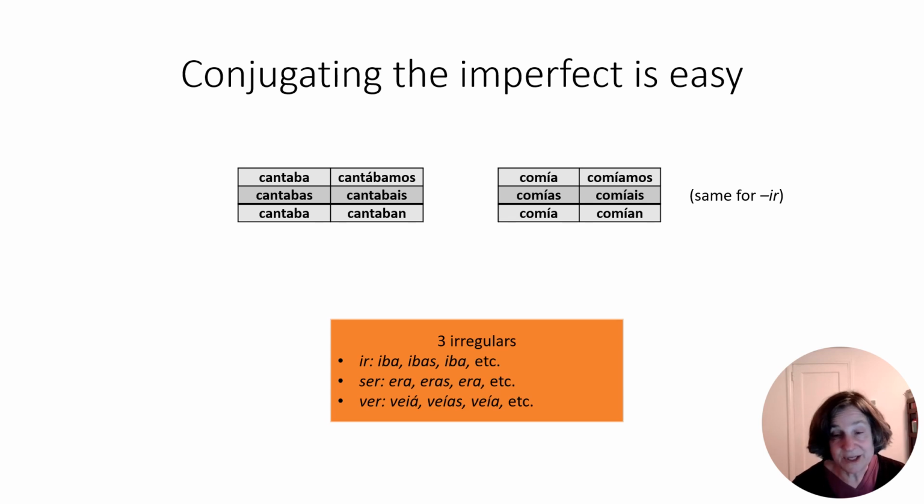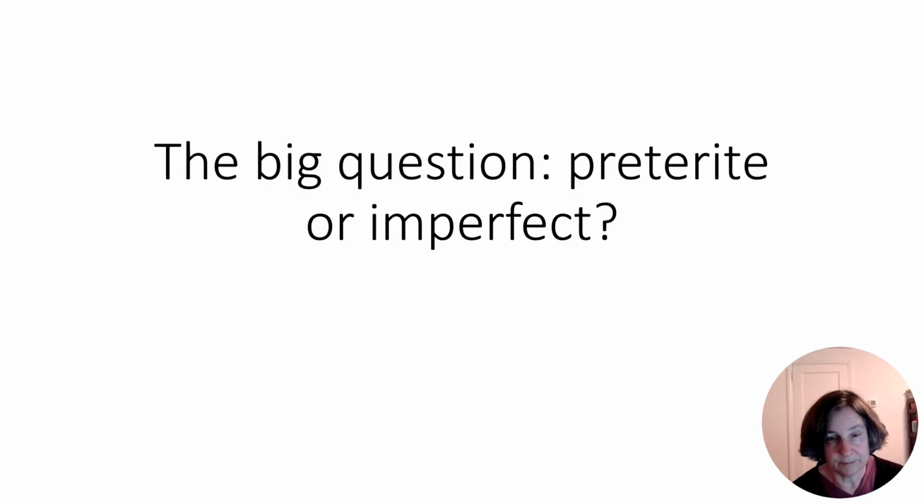In contrast, the imperfecto, the imperfect, is super easy to conjugate. The ARs go like aba, so cantaba, cantabas, etc. The ERs and IRs go like ia, ias, etc. And there's only 3 irregular verbs. Ir goes like iba, ibas, ser goes like era, eras, and ver goes like veía, veías. So piece of cake.